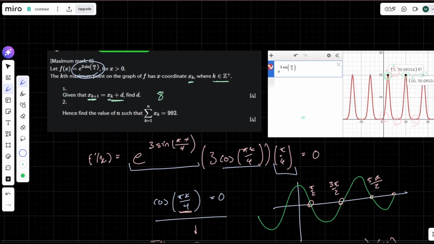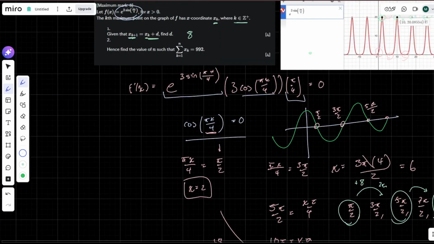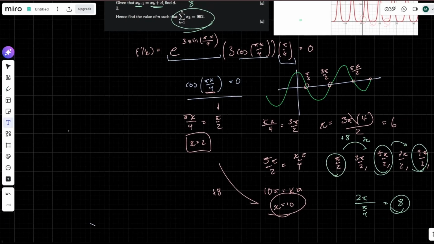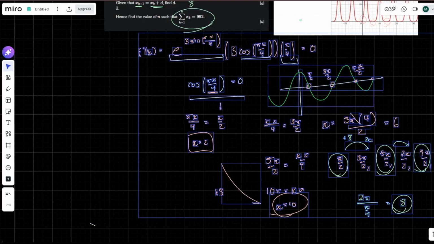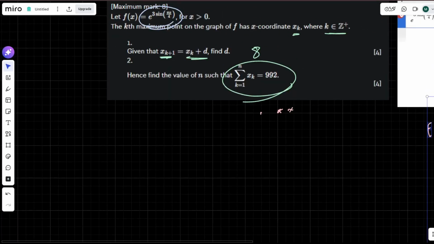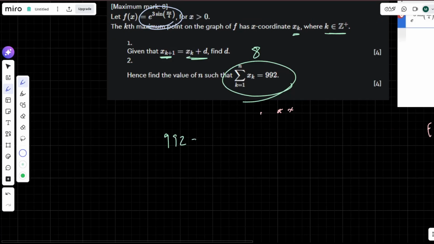None of this work is necessary in any way, but it's interesting to see how this is happening. Now, if we answer this next bit, this is actually a fairly straightforward sum, right? We're being asked to find the value of n such that the sum of those x values is equivalent to 992. So 992 is our total. What's our first x value? It's 2. And then we're adding increments of 8. So we want our sum of an arithmetic sequence. That's going to be n over 2 times 2 times 2 plus 8 times n minus 1, just our sum for an arithmetic sequence.